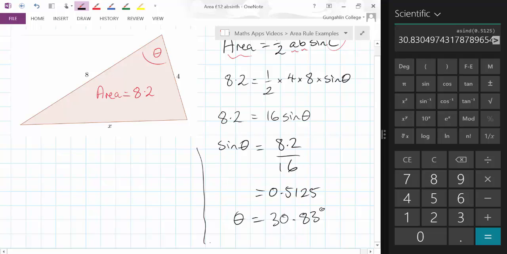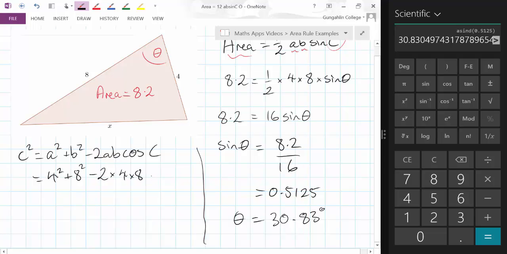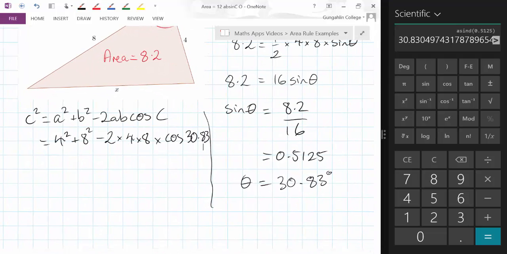And again, I'm going to use my cosine rule. I've been giving a few of those cosine rule problems, but that's all right. So c squared equals a squared plus b squared minus 2ab cos c, a and b are 4 and 8. And we need to remember to square those. 2 times 4 times 8 times cos of 30.83. And from this point, it's really just plug and chug. We put the numbers in, we chug out the answer.